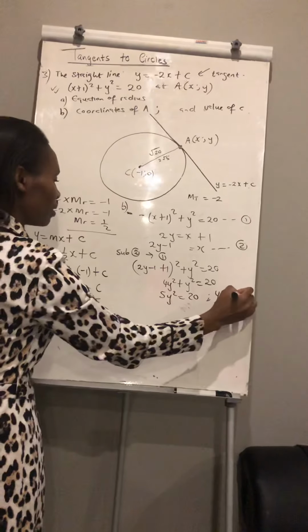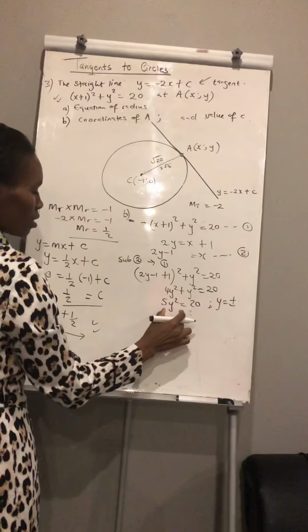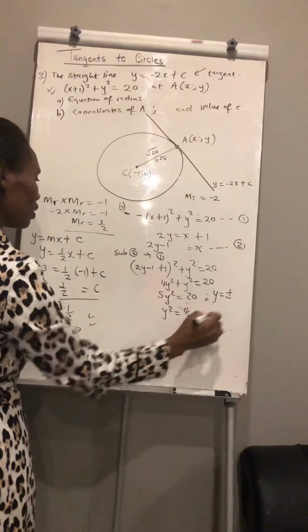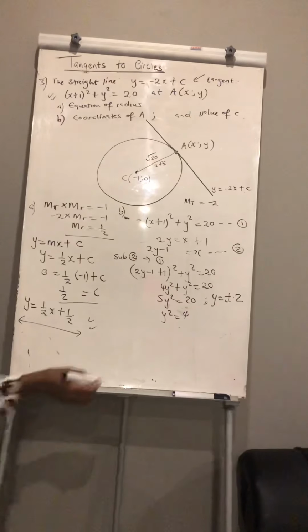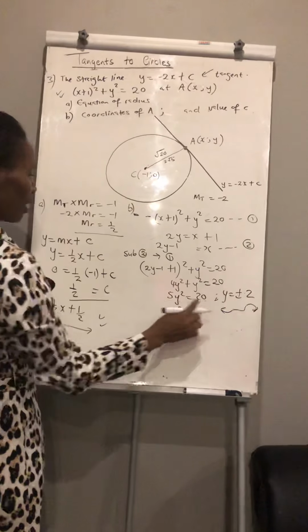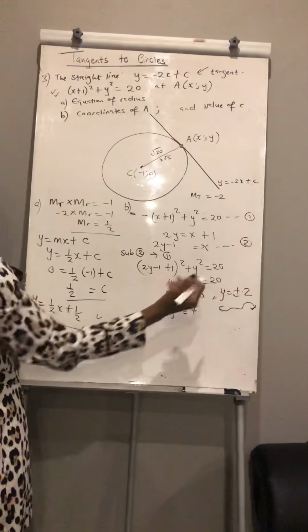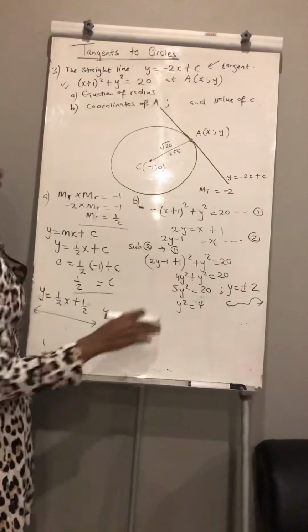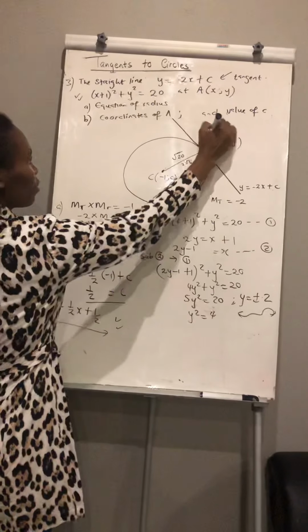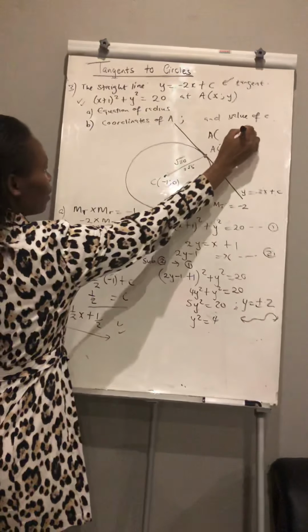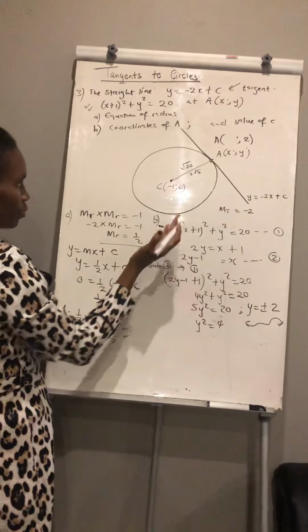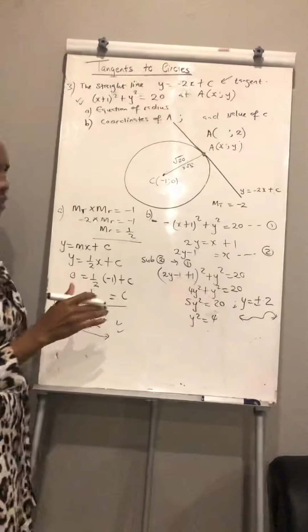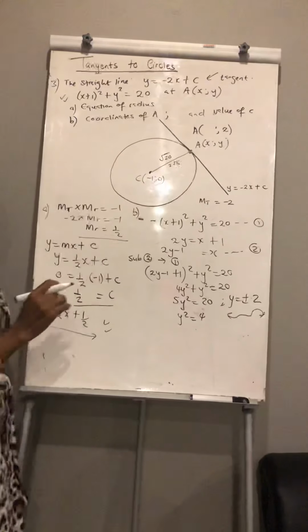So y is plus or minus 2, because if you divide 20 by 5, you should get 4. So y is plus or minus 2. Okay, so in our situation, if we look at our coordinate A, you can see how it's only acceptable if we take a positive value for y. y is 0 at this point, so if it's up there, we should take positive 2. So that's where our tangent is.